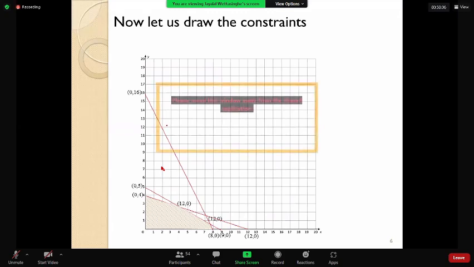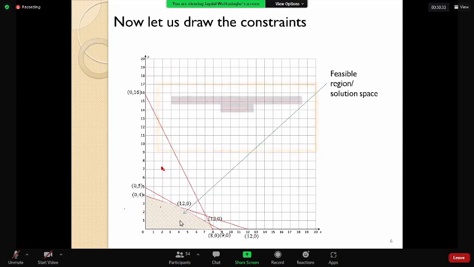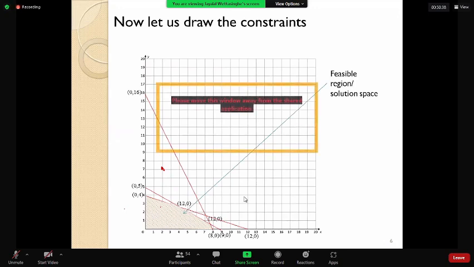Therefore, if we want to have a solution, it must be in a common space. That common space is this one. That is why we call this feasible region or solution space. Our solution must be here. We don't know where it is, but it must be in this area. Therefore, we call it the feasible region. Throughout this lesson, we will use this term feasible region.